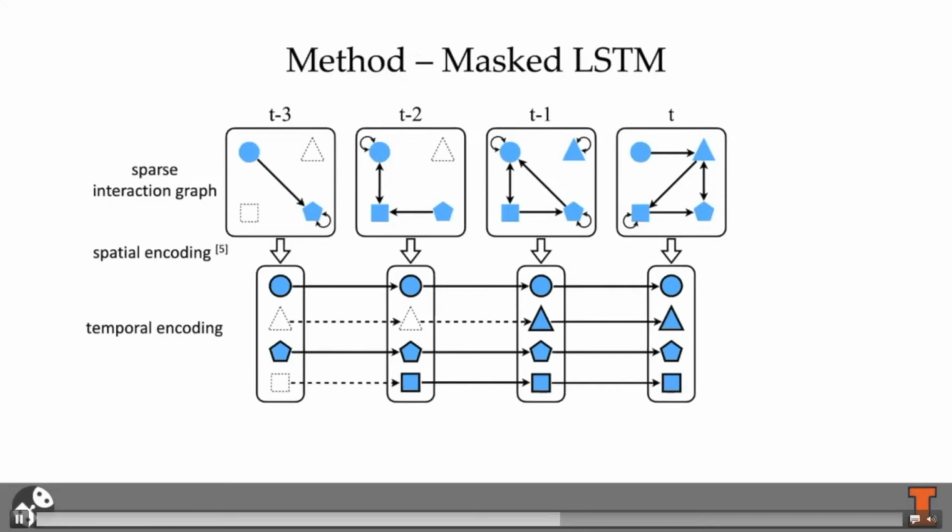The previous steps are all performed independently at each time step. So after spatial encoding, we need to encode pedestrian features temporally. To handle partially detected pedestrians, we adapted the LSTM to process features no matter whether pedestrians are present or not. We call the adapted LSTM the masked LSTM.